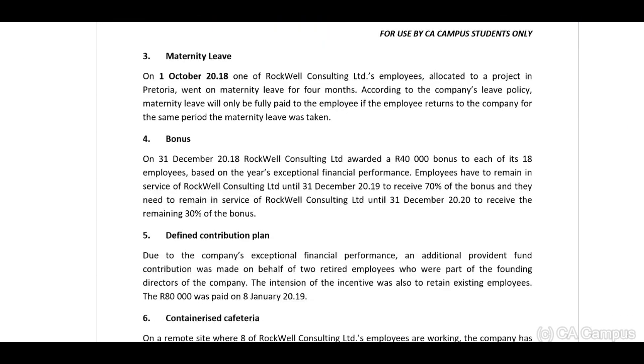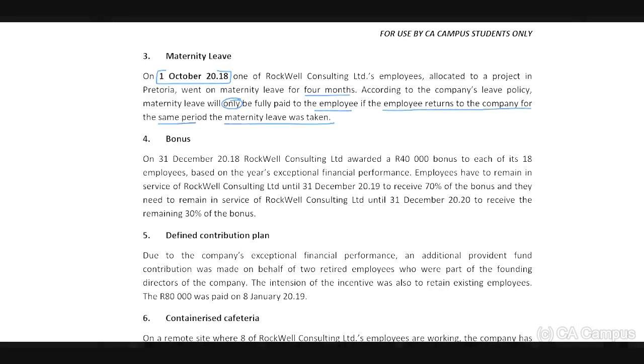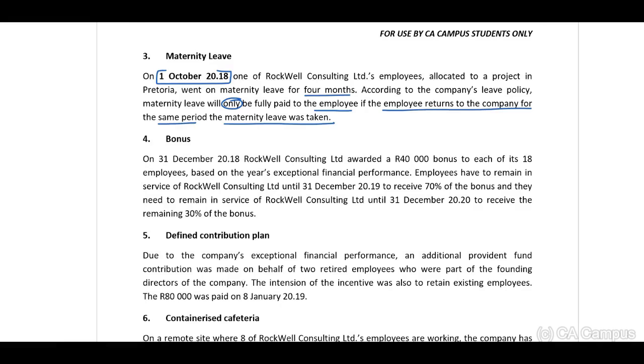Maternity leave. On 1 October 2018, one of Rockwell Consulting Limited's employees allocated to a project in Pretoria went on maternity leave for 4 months. According to the company's leave policy, maternity leave will only be fully paid to the employee if the employee returns to the company for the same period the maternity leave was taken. Now, when we look at this, remember this amount is already included in our gross and net salaries.